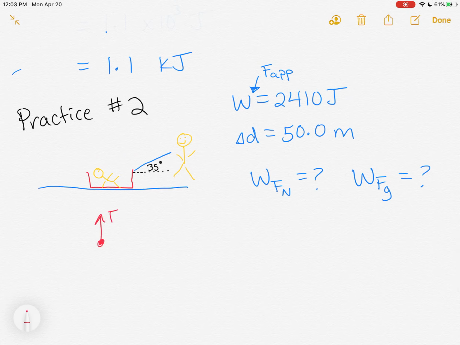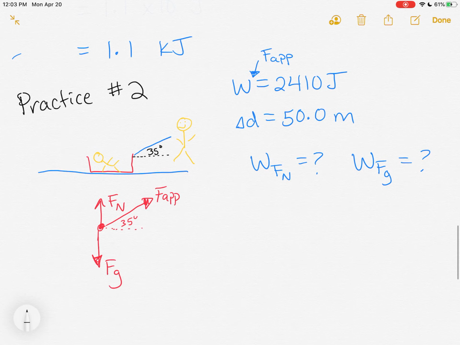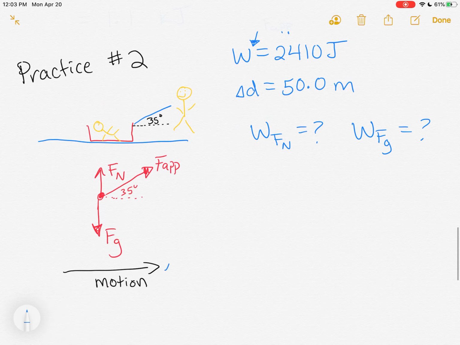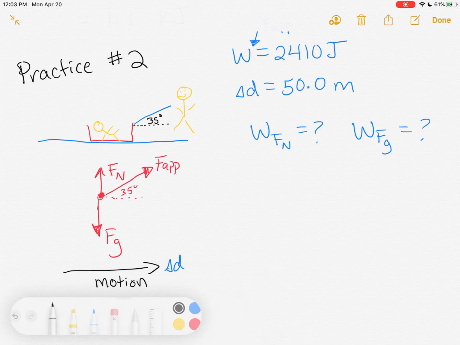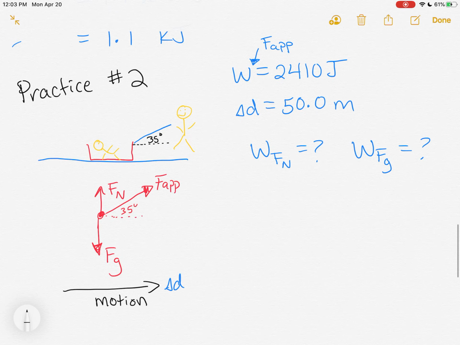So the first thing I want to do is draw a free body diagram for my toboggan. So I have a normal force that's pointing up. I have an FG that's pointing down. I had my F applied that was up here at 35 degrees above horizontal. And I know that my motion is in this direction, which means my displacement is horizontal. Okay. Now, one thing I want to show you is that it seems like we don't have enough information to find the work for the force of gravity or for the normal force because we don't know the mass of the toboggan with the child.